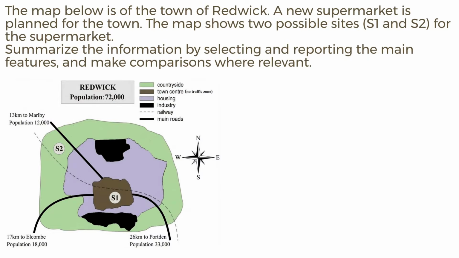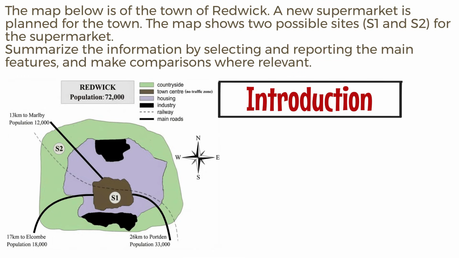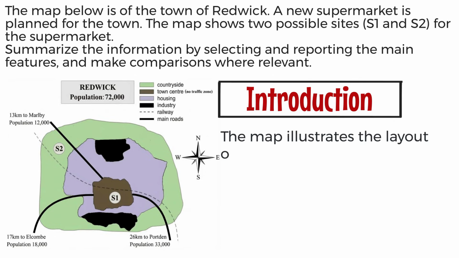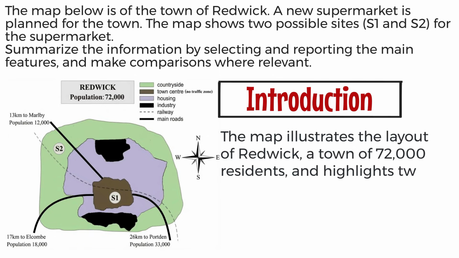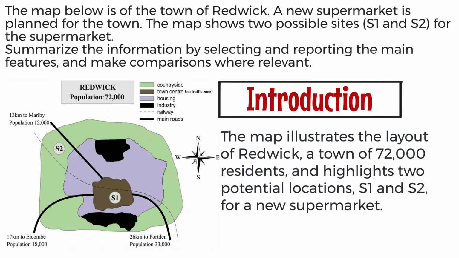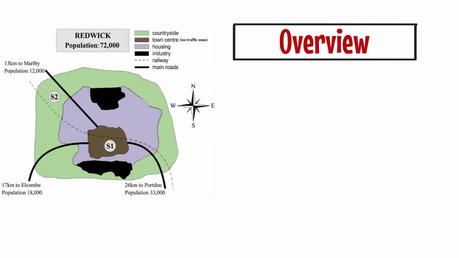Our structure and planning are complete. Let's start writing the full high-scoring report, building it paragraph by paragraph. We begin with the introduction. We simply restate the prompt in our own words. The map illustrates the layout of Redwick, a town of 72,000 residents, and highlights 2 potential locations, S1 and S2, for a new supermarket. Let's look at the overview.